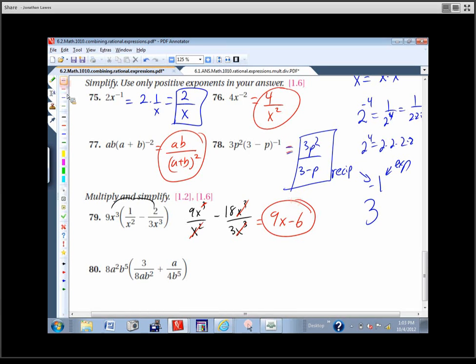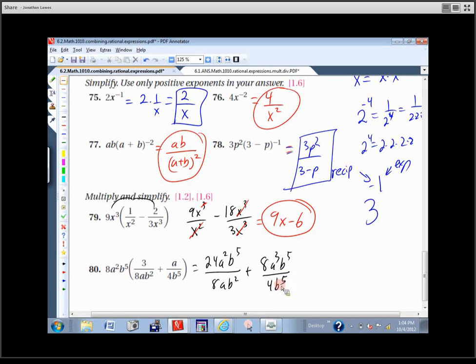We'll do this one the same way. This is going to be, let's see. I mean, if you want to cancel while we're doing this, that's fine. Sometimes that can get a little tricky. I'm going to go ahead and write 24 a to the second b to the fifth over 8ab squared. Plus 8, what? A cubed b to the fifth over 4b to the fifth.